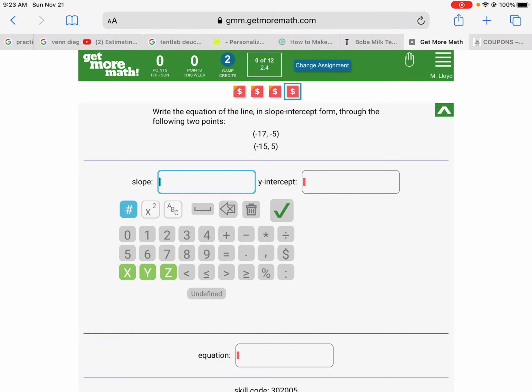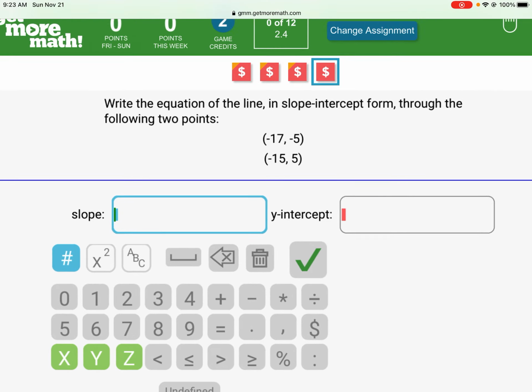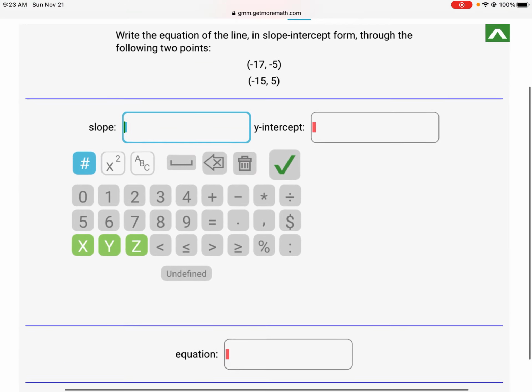All right, everybody. Here is the lesson on how to complete section 2.4 in Get More Math. There are 4 different styles of questions you can see by the 4 red buttons at the top. The hardest one is the one that's on the screen right now.